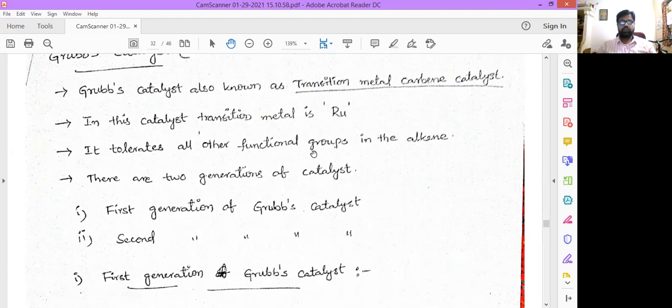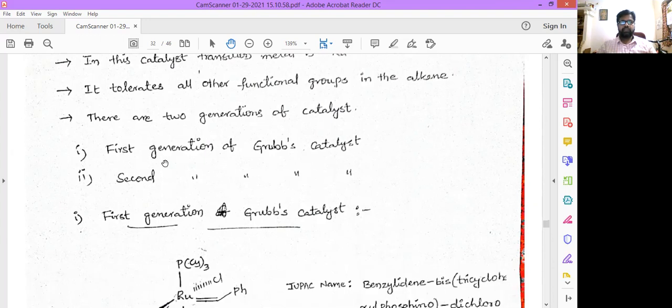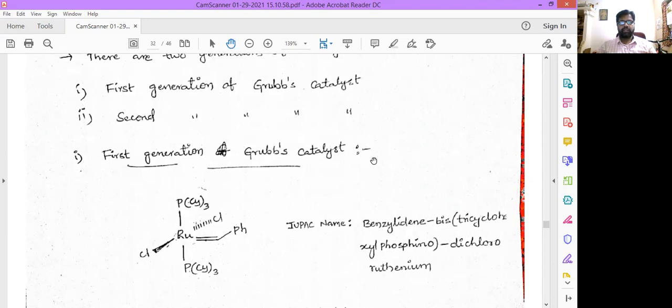So it tolerates all other functional groups in alkene, right? So there are two generations of catalysts. Different types of methods are available to generate a catalyst in a reaction, right? The first generation of Grubbs reaction and the second generation of Grubbs reaction means that it's a catalyst.